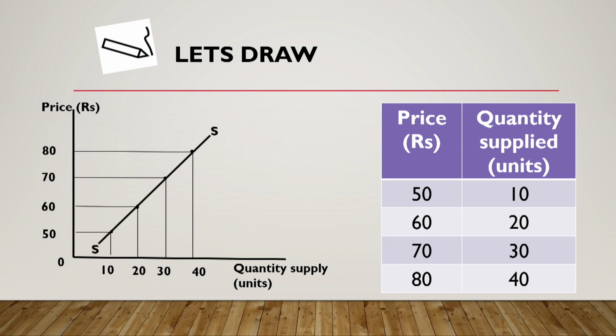As you can see, when price is 80, quantity supplied is 40. And when price is 70, quantity supplied is 30. When price is 60, quantity supplied is 20. And when price is 50, quantity supplied is 10.